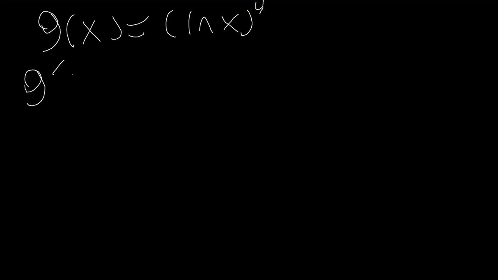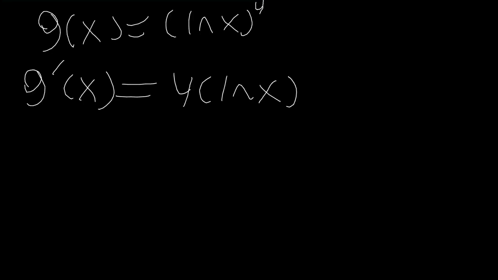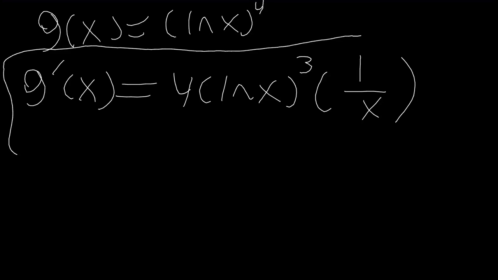So g prime of x is going to be the derivative of the outside. So 4, keep the inside the same, ln x cubed, times the derivative of the inside. So it's the derivative of ln x, which is just 1 over x. And then that's our final answer.